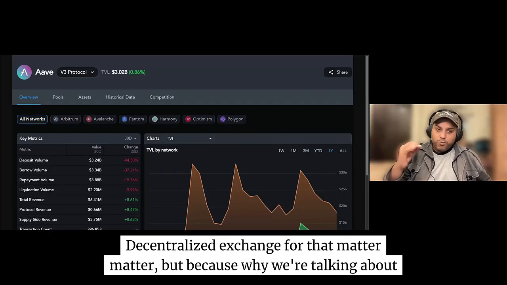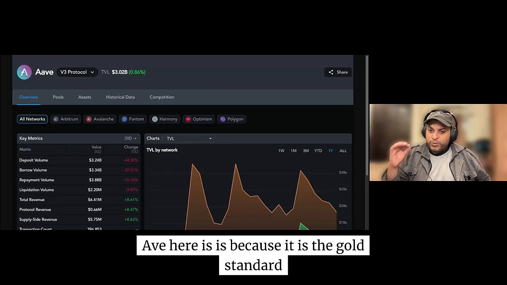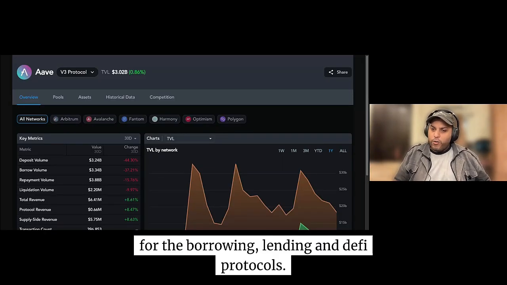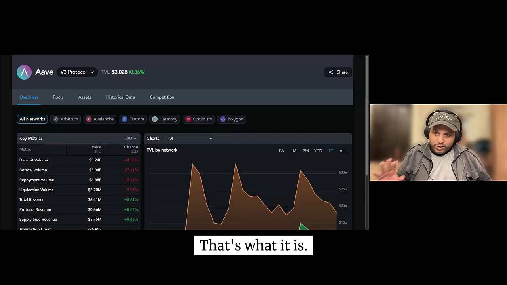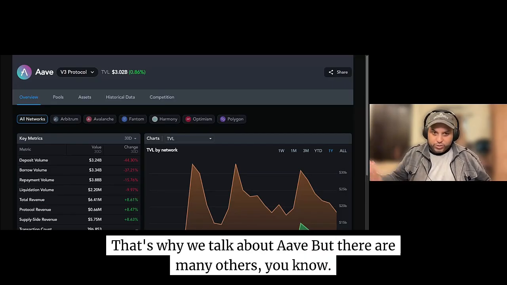The reason we're talking about Aave here is because it is the gold standard for borrowing, lending, and DeFi protocols. That's what it is. That's why we're talking about Aave. But there are many others, you know.